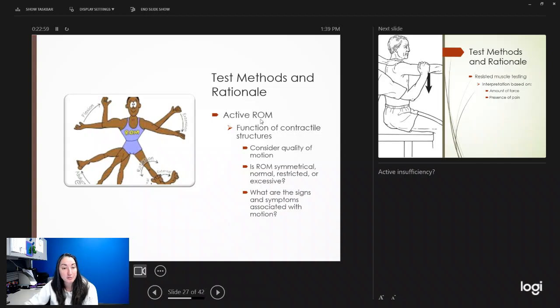With active range of motion, you're looking at the function of the contractile structure. So you're looking at how well do they move through the range using their own muscles. You look at the quality of movement, if it's symmetric on both sides, if it feels or looks normal, restrictive, excessive, or hypermobile, and then what signs and symptoms are associated with it. Sometimes they'll say, okay, it hurts right about now, and now it feels better. We call that painful arc syndrome, and that indicates a specific type of injury in the shoulder. Or sometimes they'll say, it just feels so heavy, and that may indicate weakness, or it could indicate that something is slightly torn.